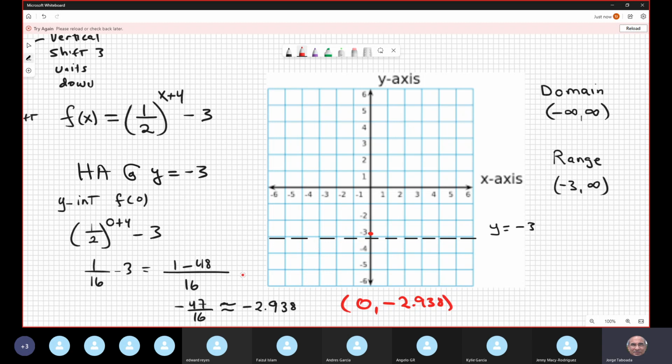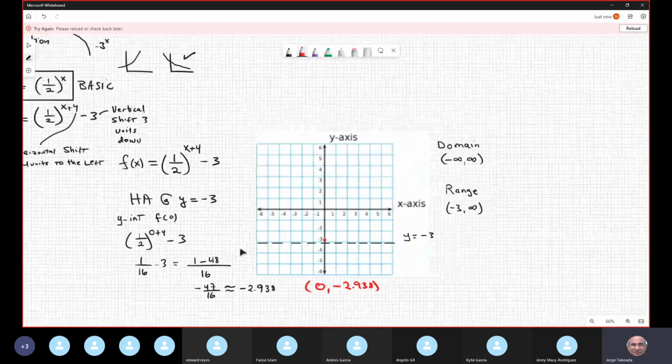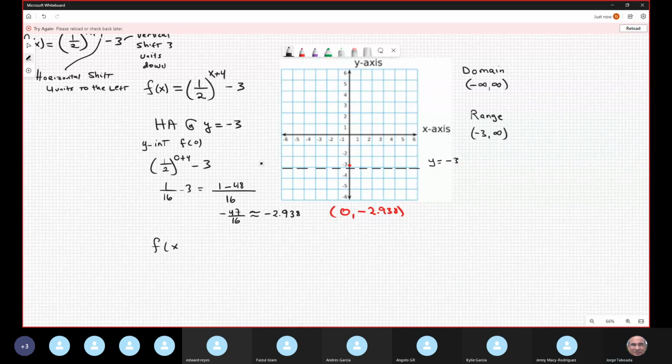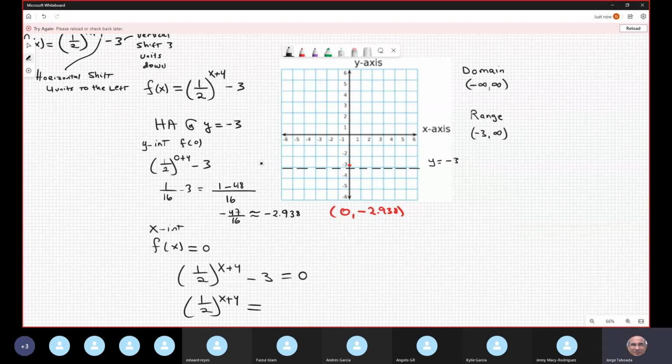And what about the x-intercept? Let me try. The x-intercept: you take the function and you force it to be 0. This is the x-intercept formula, no? You take 1/2 raised to the x plus 4, minus 3, equal to 0. And we have 1/2 raised to the x plus 4 equal to 3.